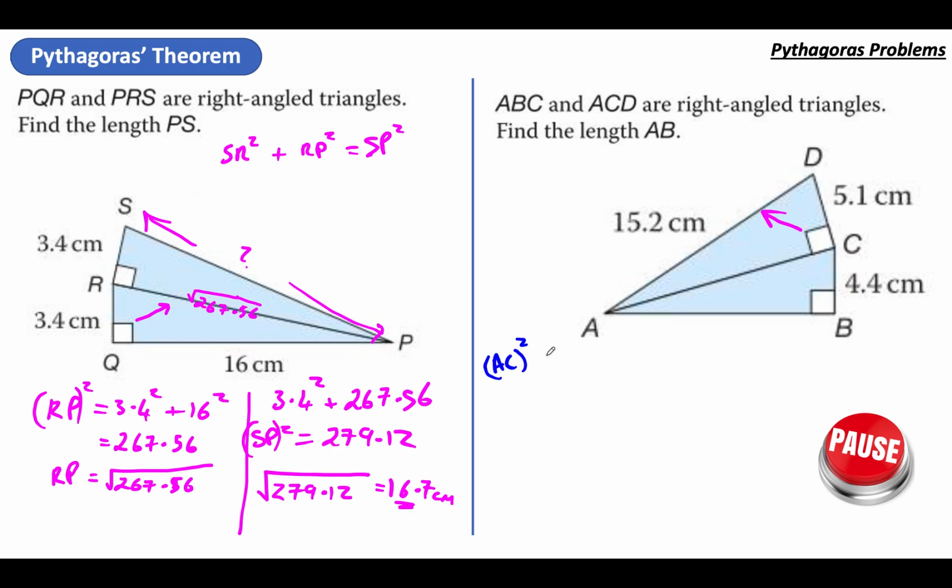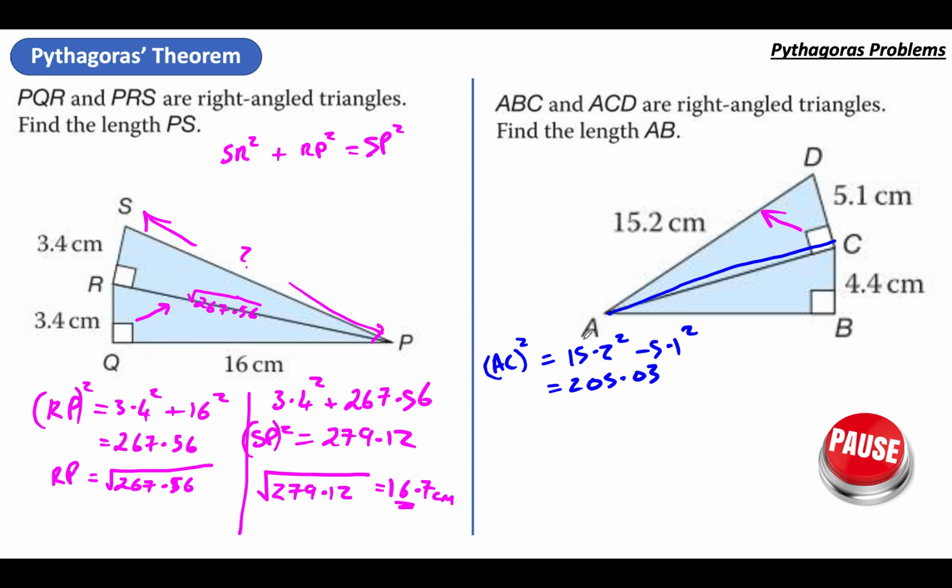Right, AC squared equals the long side squared subtract the short side squared on this top triangle, because that's AC between there. It's the shared side, isn't it? So AC squared equals 15.2 squared, take away 5.1 squared, which is 205.03.